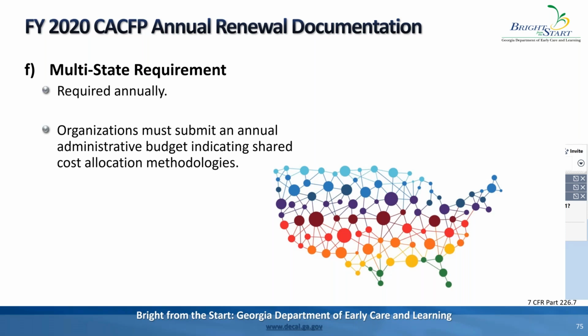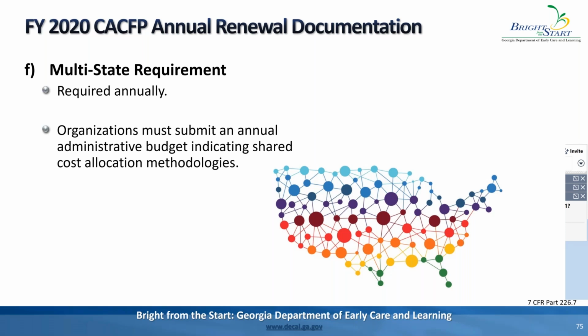Okay, let's move on to the multi-state requirements, which we talked about earlier. This is required annually. Okay. This documents whether there are shared costs among the multi-states in which sponsors operate the CACFP. Federal Regulations 7 CFR 226.7 requires sponsor organizations to submit an annual administrative budget indicating all costs and appropriate allocation methodologies.